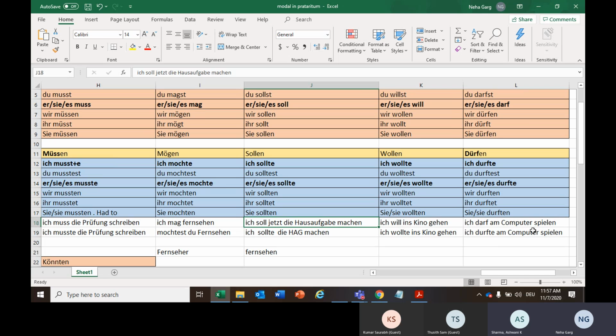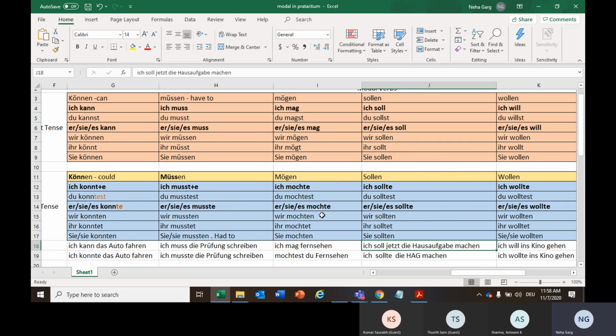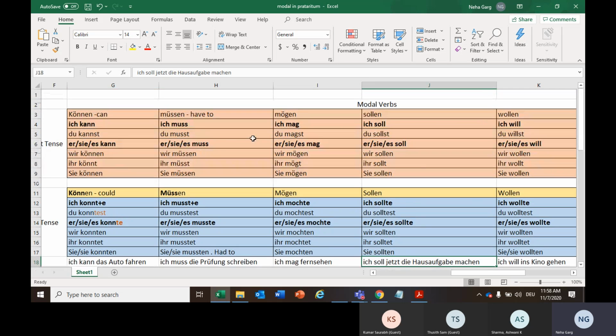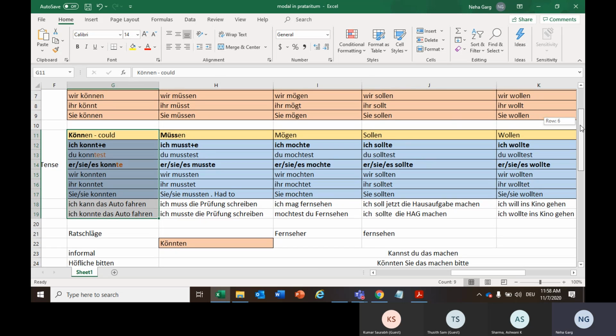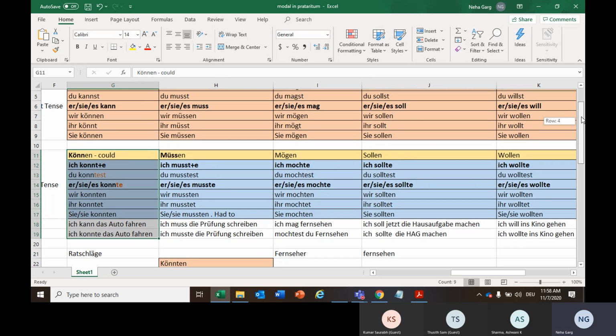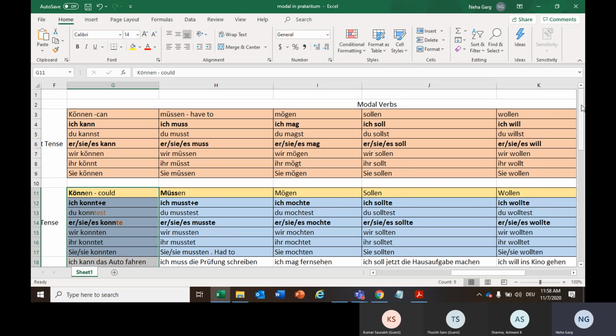Ich darf am Computer spielen. I am allowed to play on computer. Ich durfte am Computer spielen. I was allowed to play on computer. Now, before you note down this particular table, let's see one more thing about modal verbs, specifically with können. So, können has three ways in which it can be used.